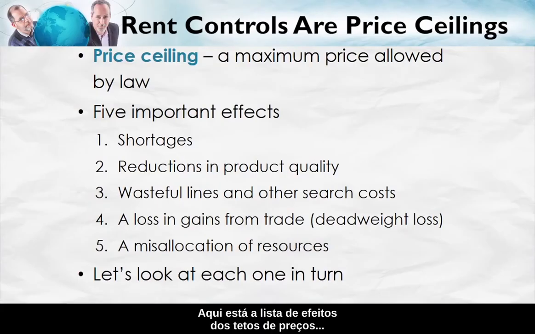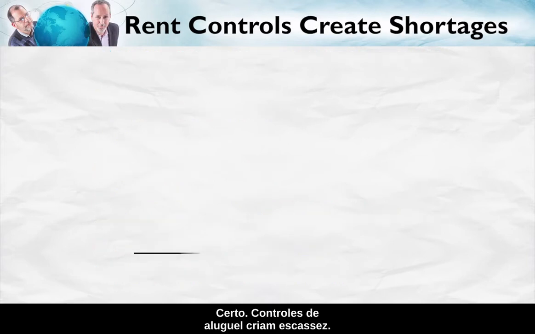Here's the list of the effective price ceilings, which you've now seen many times. I'm going to talk about each one of these in the context of rent controls, except for a loss of gains from trade. That doesn't really introduce any new issues, so I won't talk about that. Let's talk about the other items, however. Okay, rent controls create shortages.